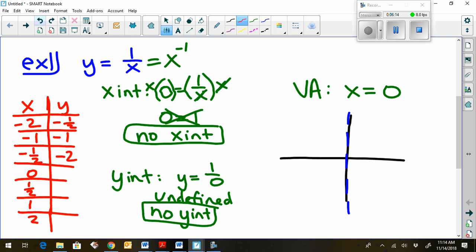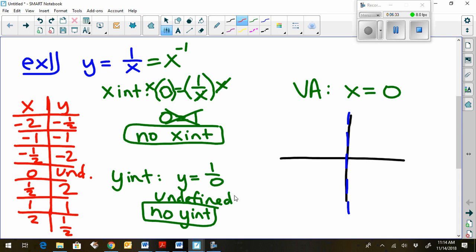So we get -2. Good. Now if I plug in 0, I get 1 over 0, which we already saw was undefined. UND is kind of like an abbreviation we use for undefined. And then 1 over 1/2 is 2, 1 over 1 is 1, 1 over 2 is 1/2. Similar to how we already did that.